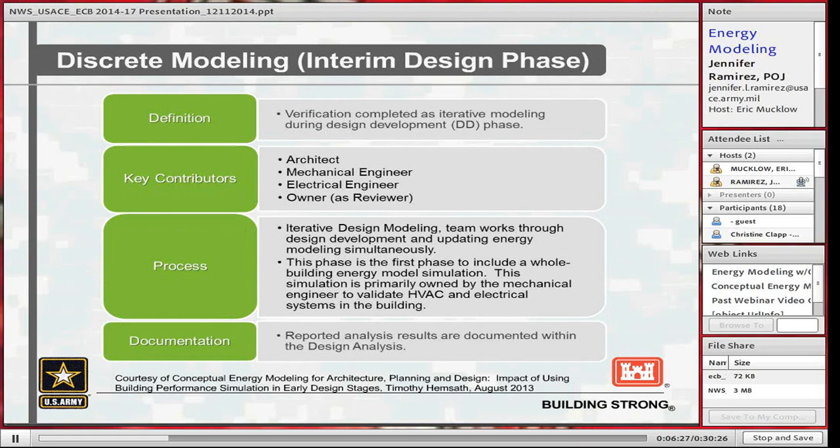At the interim design phase, which for the designers on here would typically mean a 65% design, it is a more detailed energy modeling, and this is typically where the mechanical engineer, or your professional engineer, would come into the forefront of the project. The design at this point has been decided, and the development of the construction documents is well underway.